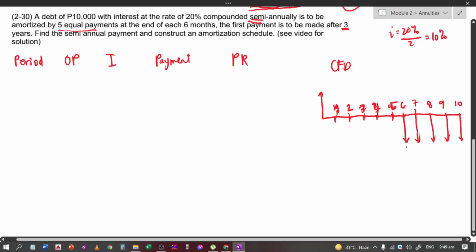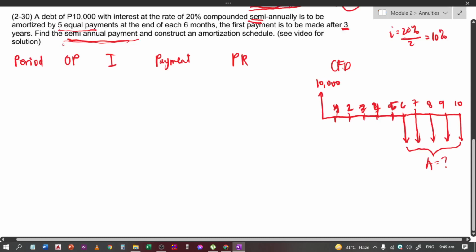Yan. So, ito ay unknown, yung amount ng amortization. Pero yung present worth natin or yung utang natin is 10,000. Yan. So, first, kunin natin kung magkano ba yung semi-annual payments natin or yung annuity or yung amortization natin. So, how do we get the value of A?